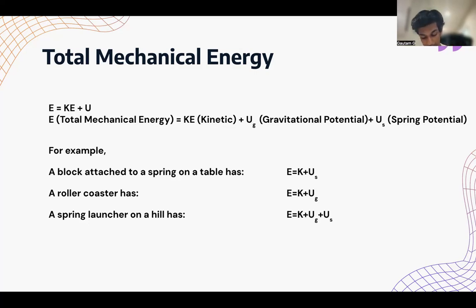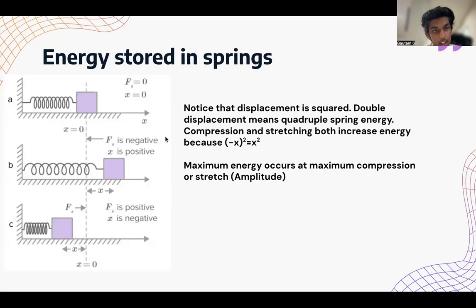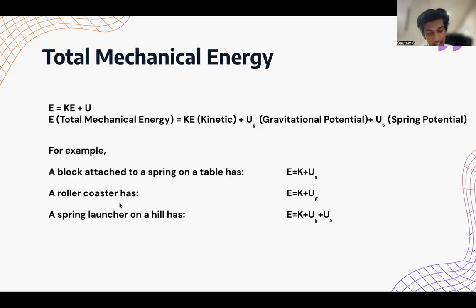When you're looking at it, these are some great examples that we have here. In this case, we have a block attached to a spring on a table. It doesn't have any gravitational potential energy, but it has spring potential energy that can convert into the kinetic energy, 1/2 mv squared, correct? A roller coaster doesn't have any spring potential energy, but has gravitational and kinetic, and a spring launcher on a hill could have all three.